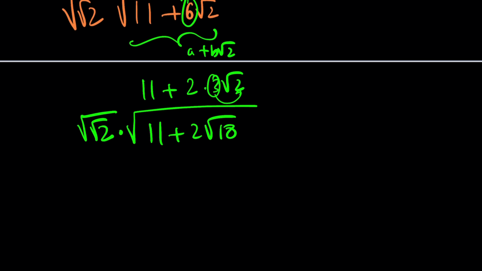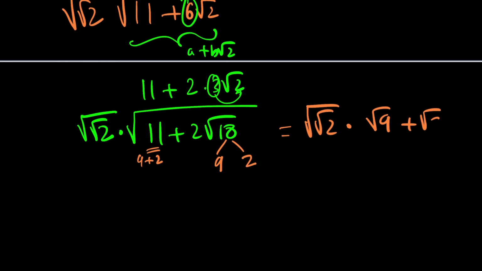Now, what are we looking for? We're looking for 2 numbers whose product is 18, and whose sum is 11. And those numbers are 9 and 2, because 9 times 2 is 18, 9 plus 2 is 11. There you go. So now you can go ahead and write this as square root of 2 times square root of 9 plus square root of 2, which is 3 plus the square root of 2.